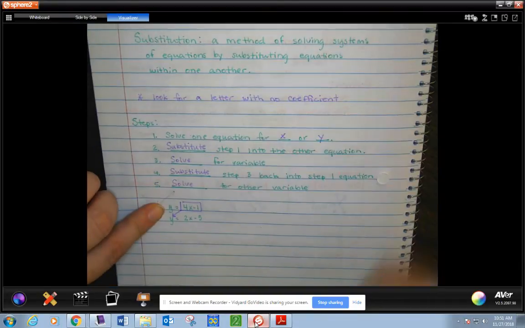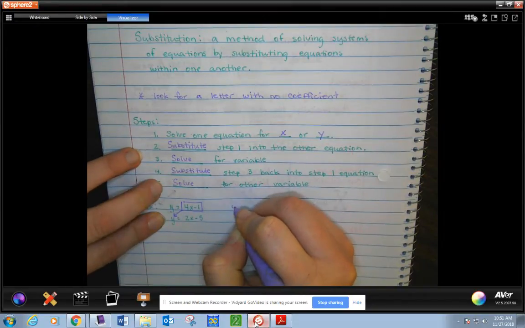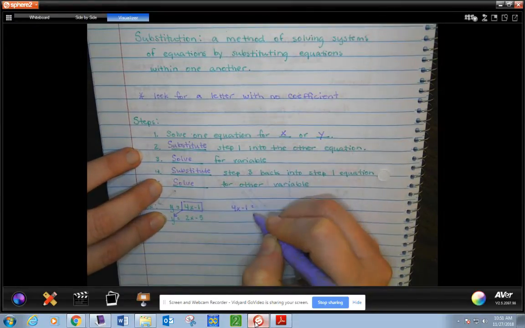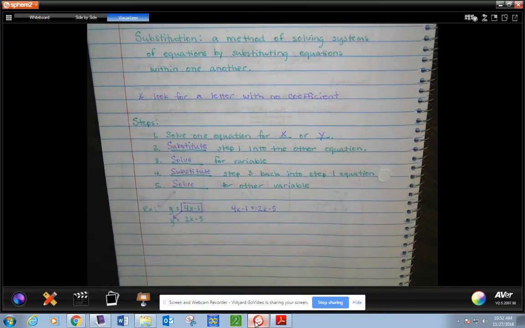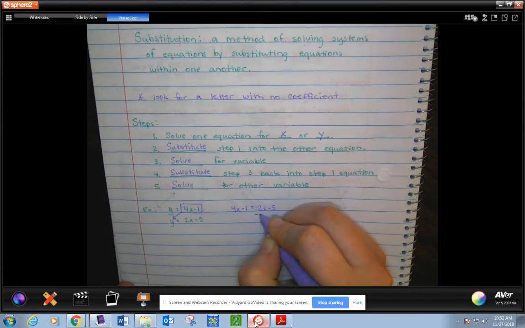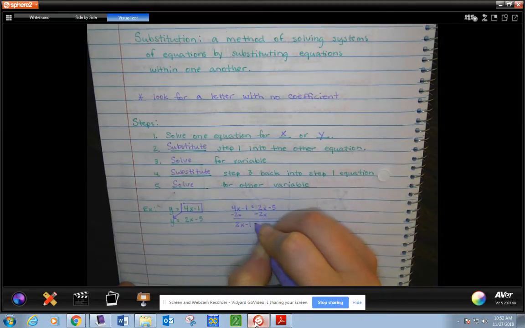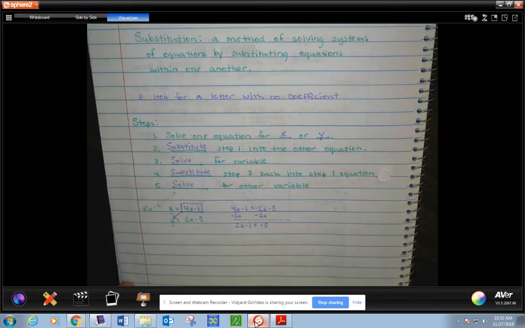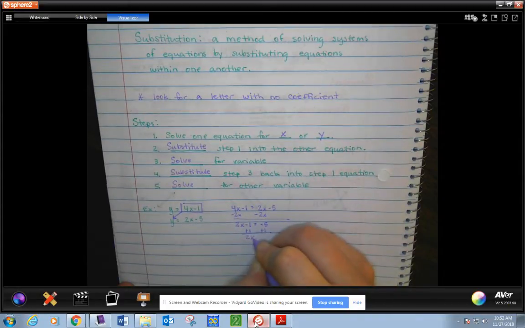When I substitute this in, instead of y, I write 4x minus 1 equals, and then I keep what's on the other side, 2x minus 5. Now I just have to solve my equation. The first thing I'm going to do is subtract the smaller x, and when I do that, I now have 2x minus 1 equals negative 5. To get x by itself, I'm going to add 1, which gives me 2x equals negative 4. Then I divide by 2, which gives me x equals negative 2.